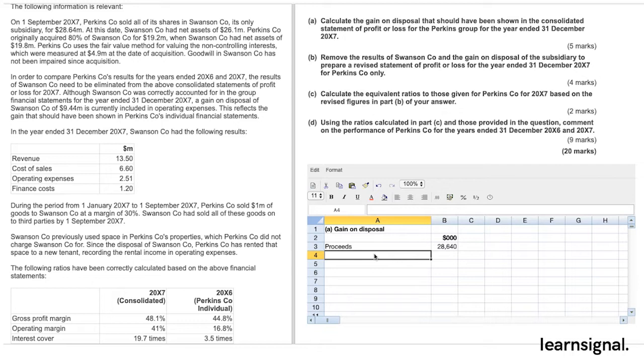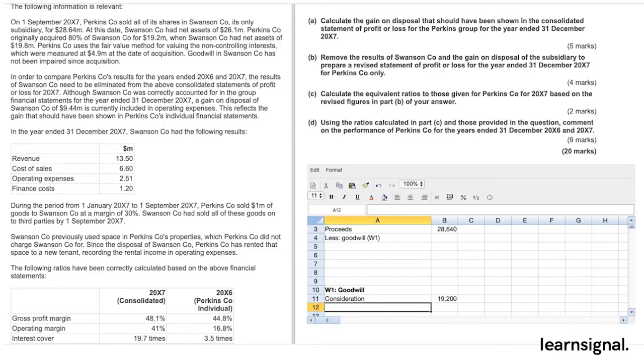So then we have to take away your goodwill number, and we know we always have to do a little bit of working on goodwill, so let's move down the page and do that working. So working number 1 on goodwill, what do we have to take into account? Well, first of all, let's highlight that it is a separate working, and we look at the consideration. The consideration is for acquiring 80% of Swanson, and that consideration from your question is 19.2 million.